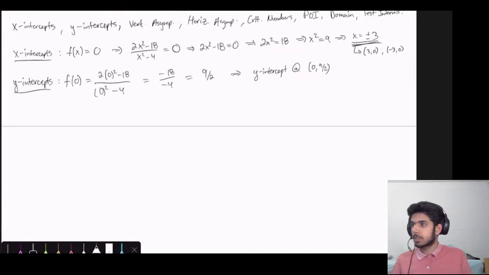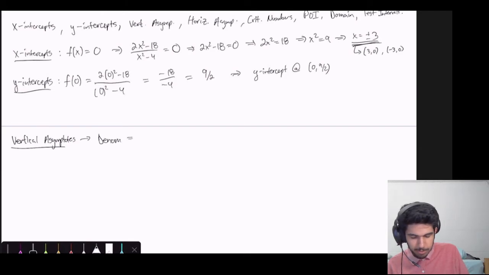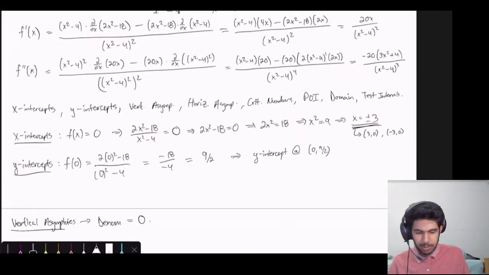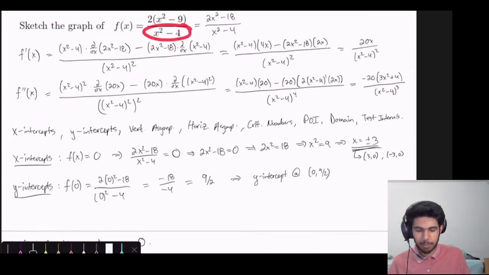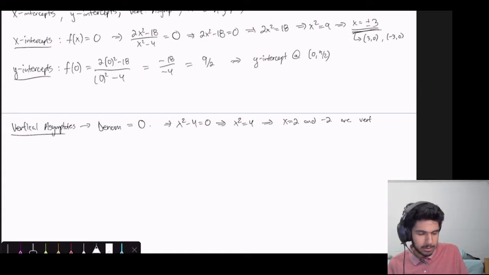Awesome. Let's take a look at our vertical asymptotes. So this occurs, according to our toolkit, when the denominator equals 0. So our denominator here is x squared minus 4. So we want x squared minus 4 to equal 0. So we want x squared to equal 4. That tells us x equals 2 and x equals negative 2 are vertical asymptotes.